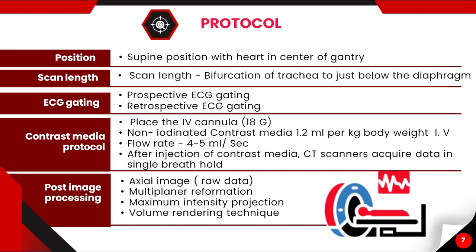For contrast media, the patient should be secured with an 18 gauge IV cannula in the antecubital vein. The contrast medium is iodinated contrast media at 1.2 ml per kg body weight at a flow rate of 4 to 5 ml per second at a pressure of 325 psi. After the injection of the contrast media, the CT scanner will acquire the data in a single breath hold.